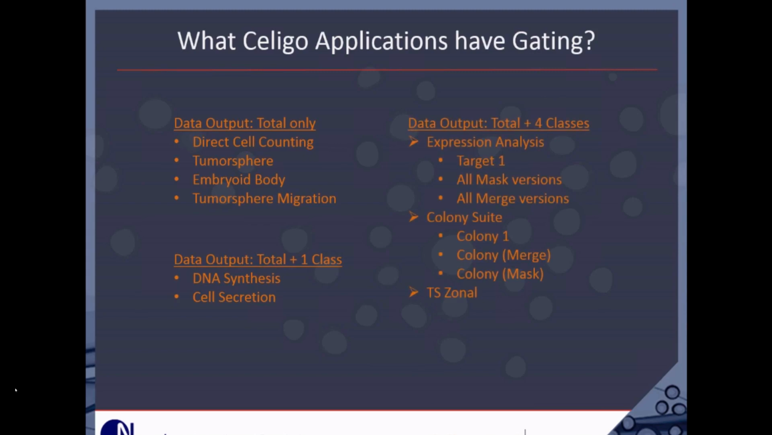The output that allows you to have total plus 4 classes are all the expression analysis suite, and also the colony suite and the tumor sphere zonal. So I spend most of my time on the expression analysis and the colony suite. I rarely ever use the single total only reportable or the total plus 1 class.